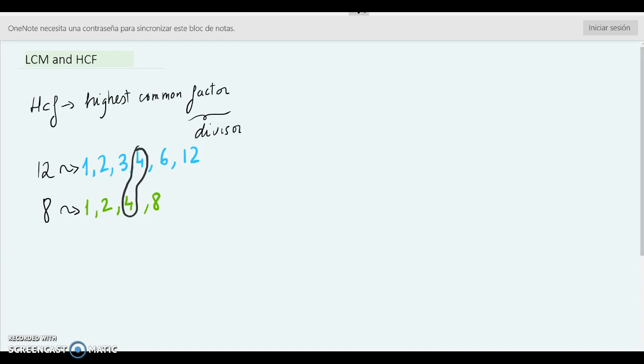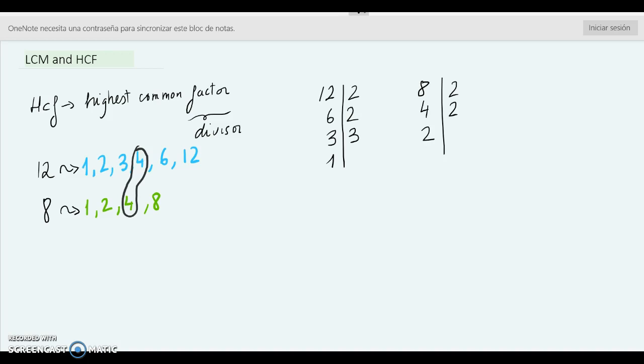Of course, we can use the prime factorization to find the HCF. So let's start doing the factorization. We can divide by 2. This is 6 divided by 2, 3 divided by 3, this is 1. And 8, we can divide by 2 all the way. So 12 is 2 to the power of 2 multiplied by 3. 8 is 2 to the power of 3.